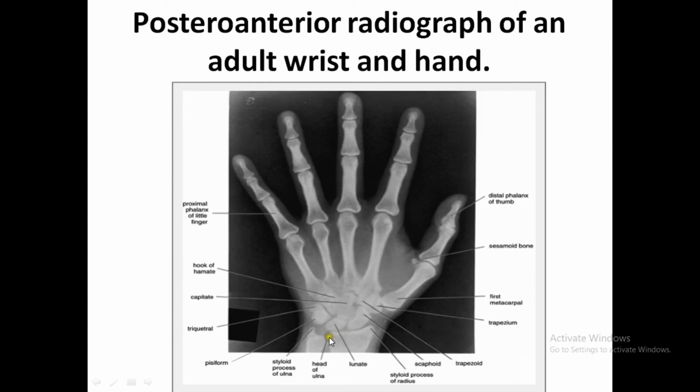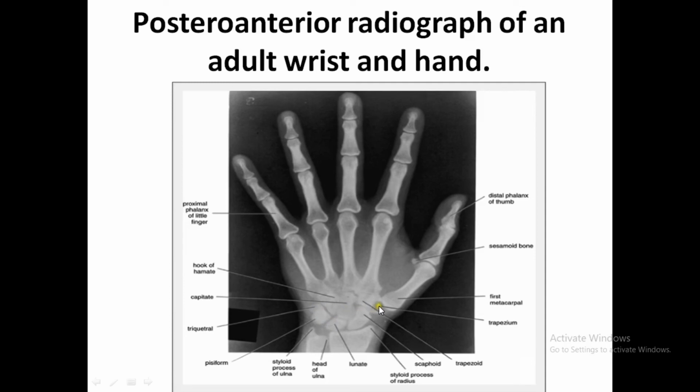And this is the head of the ulna, the styloid process of the ulna, and in the radius you could see the styloid process of the radius. Then we have the carpal bones. In the carpal bones, first of all, you could recognize the scaphoid. Then you have lunate, then pisiform, triquetral.